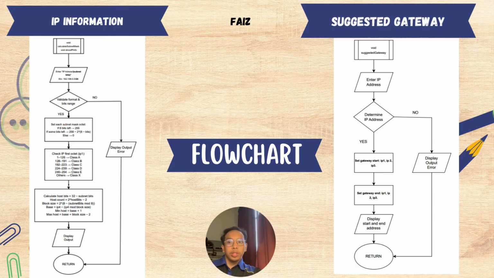Okay, so for the next project, I will explain the steps of a function called suggested gateway, which helps determine a suitable gateway address based on a given IP. So the process starts when the user is asked to enter an IP address. The program then checks if the entered IP is valid. If the IP is not valid, an error message is displayed.